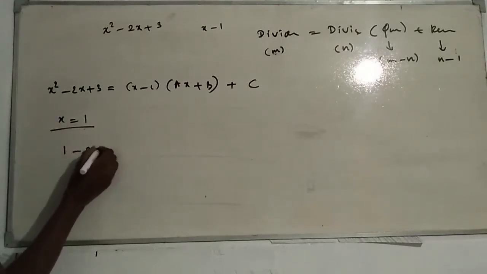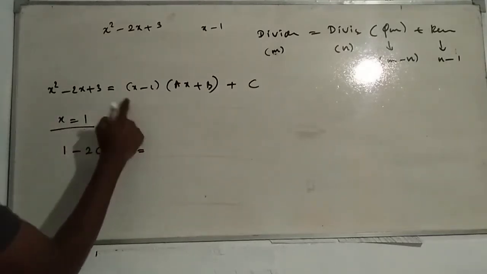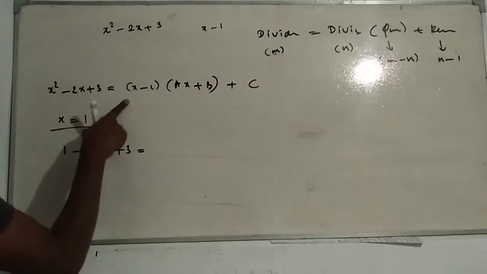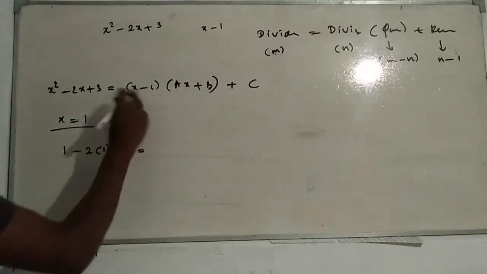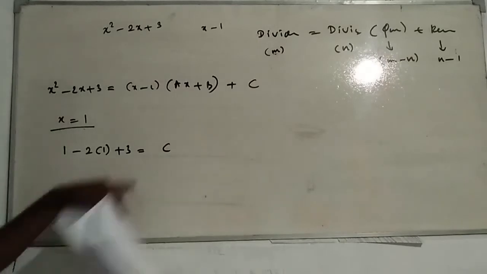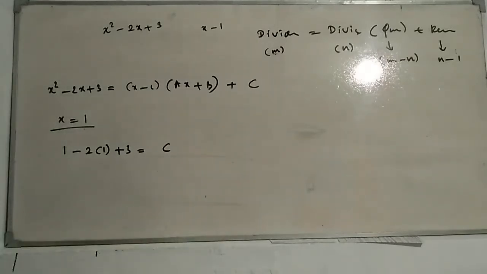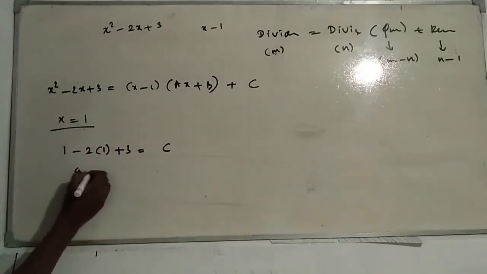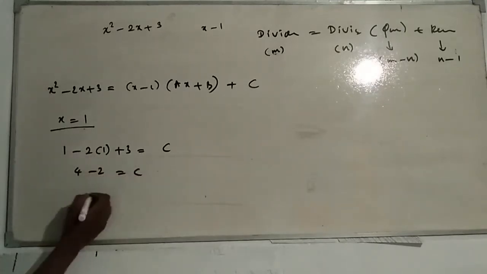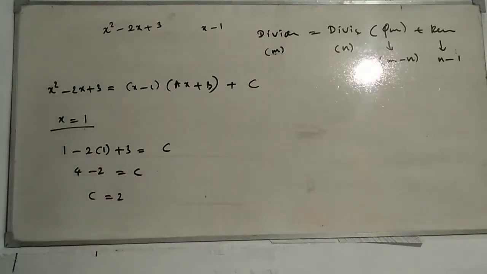1 squared minus 2 times 1 plus 3 is equal to, here 1 minus 1 is 0, and 0 times ax plus b is 0, so I don't write that. Here there is c. So 3 plus 1 is 4, minus 2 equals c. So c is equal to 2. Likewise I can find the remainder. The remainder is equal to 2.